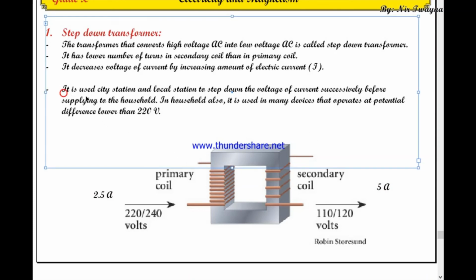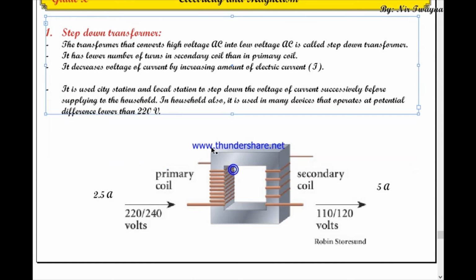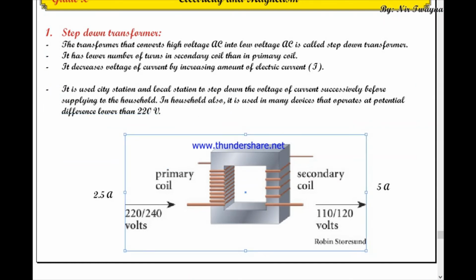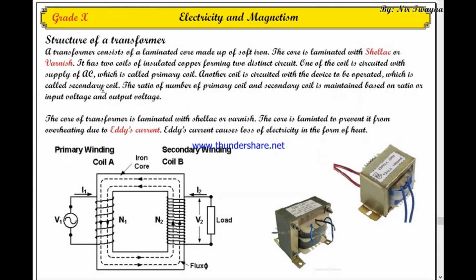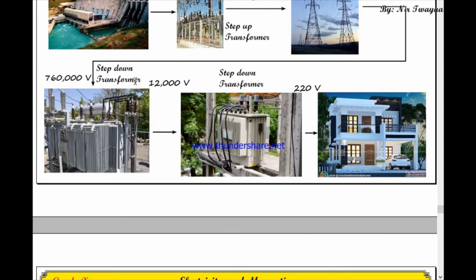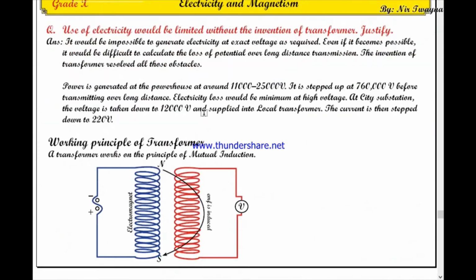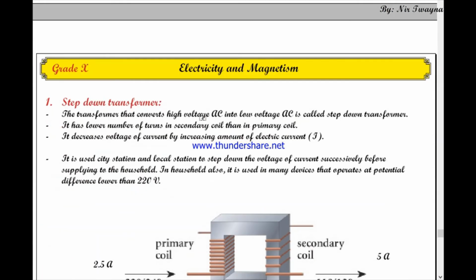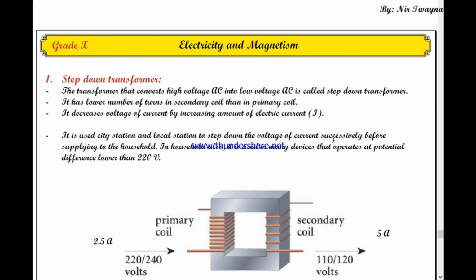Yes, where is it used? At city station and local station to step down the voltage of current successively before supplying to the household. Do you understand why it is called successively? Because first the city station lowers the voltage from 760,000 down to how much? 12,000. Is it 12,000? Okay, 12,000, and then the second transformer steps it down from 12,000 to 220, isn't it? So it is used to lower the voltage successively.